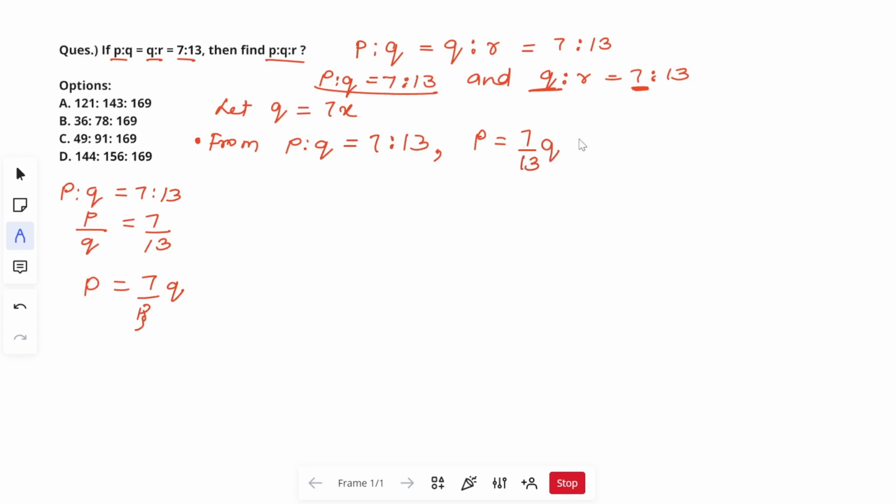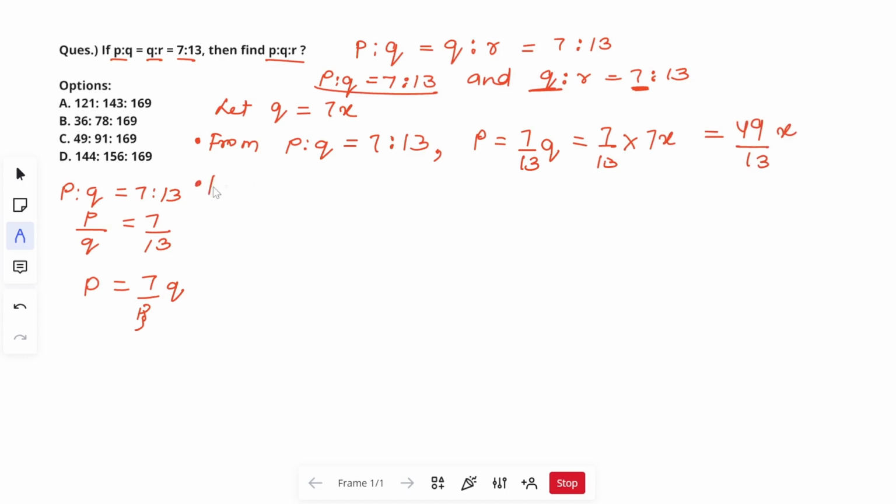And then we will substitute the value of Q in this case, which we have assumed, 7x. So this equation is going to give us 49 by 13x. This is the value of P we have got.